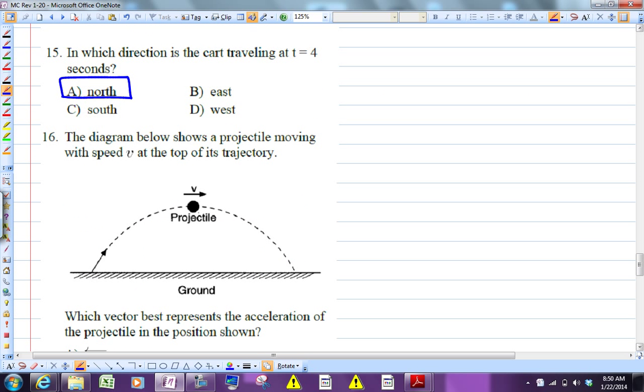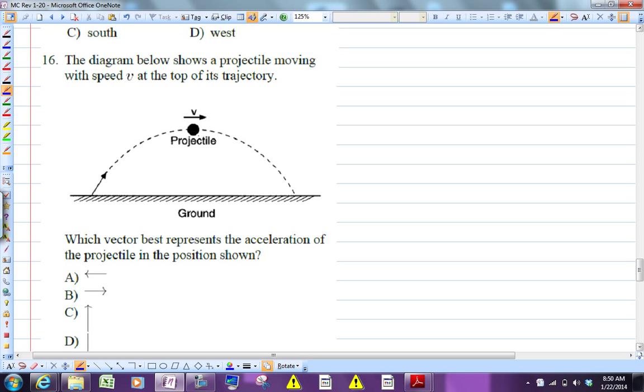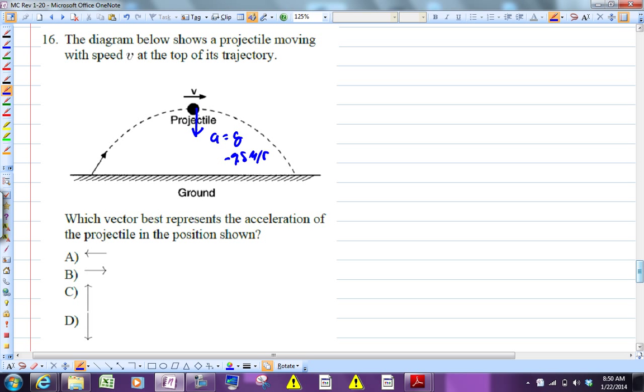16 is a question about a projectile. They want to know what's the direction of the acceleration. The acceleration the entire time is down, with an acceleration equal to g, negative 9.8 meters per second squared. The force doesn't change the entire flight. It's always pointed down. So the acceleration at point D and everywhere else along the flight is going to be pointed down.